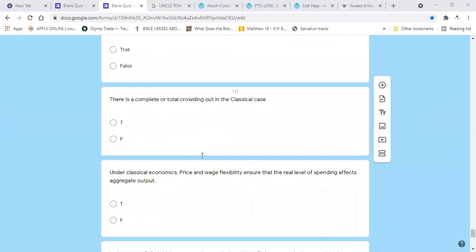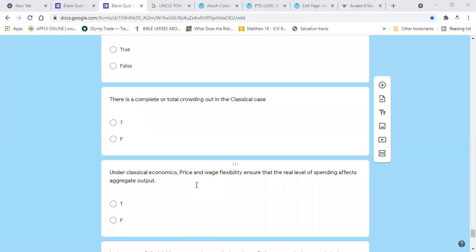Under classical economics, price and wage flexibility ensure that the real level of spending affects aggregate output. True or false? False. Of course, the thing is a disjunctive argument. If it is not true, it is false. It's false. But you have to take your time.